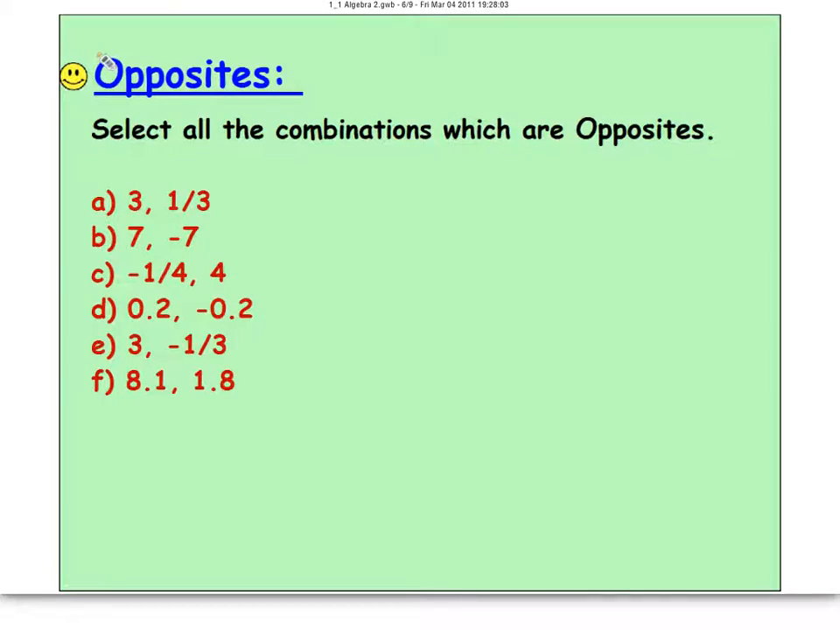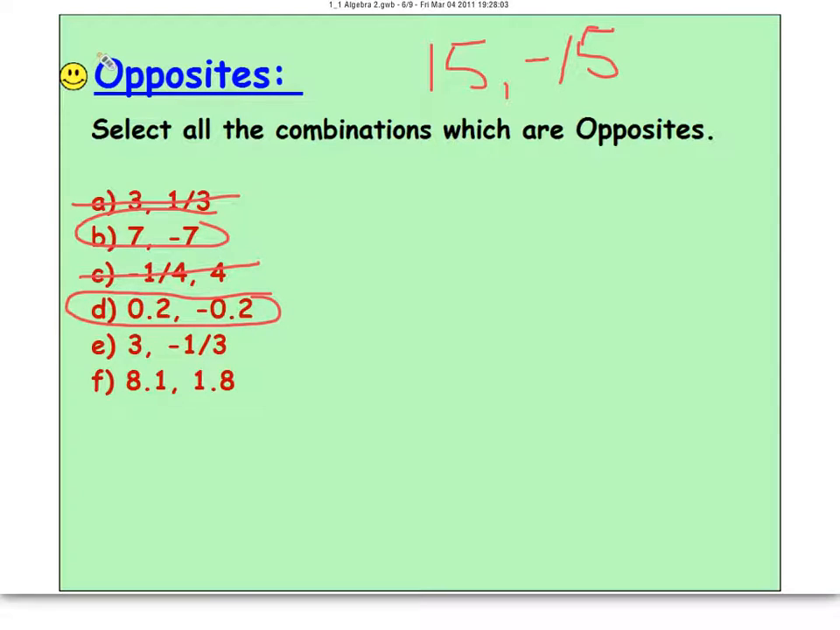I want to do a little bit more number vocab. So let's talk about opposites. Select all the combinations that are opposites. Be careful if you hear the word opposites in class. If it was 15 degrees outside right now, what's the opposite of that? It would be colder, negative 15 degrees. So opposite just means the sign changes. So A is not true, B is. C is not true, D is. E is not true, nor is F true. So there's only 2 here that represent opposites.